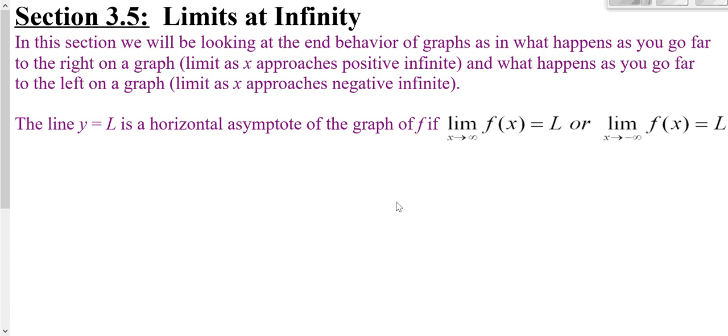Today we're going to take a look at what happens as x goes towards infinity. In other words, when you're looking at your graph, what happens to your function as you go far to the right on your graph, and what happens to your function as you go far to the left on your graph. Sometimes your function will level out at a certain height as you go far to the right or far to the left. And in that case, you would have a horizontal asymptote of y equaling whatever the limit of that function would be.